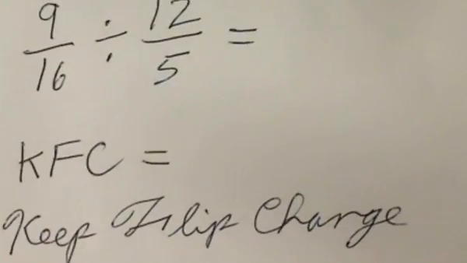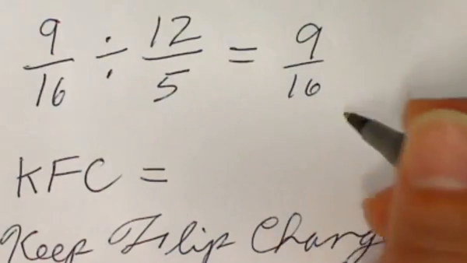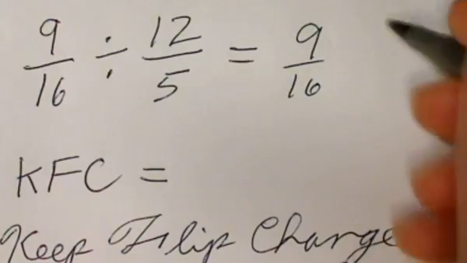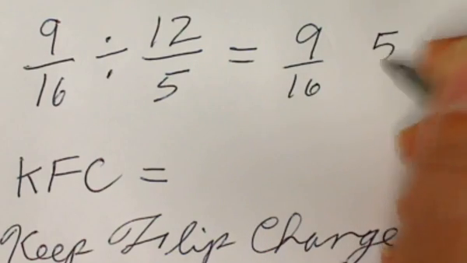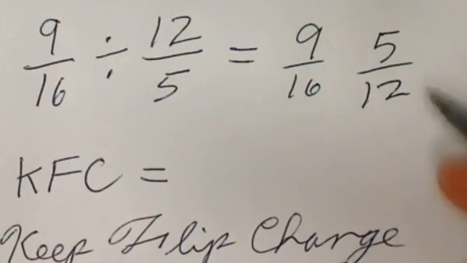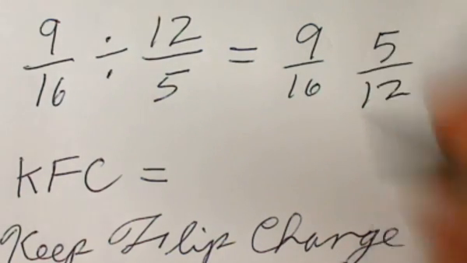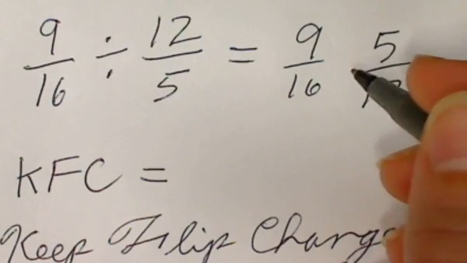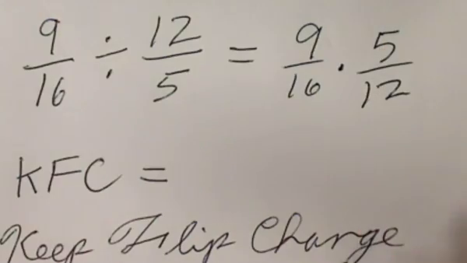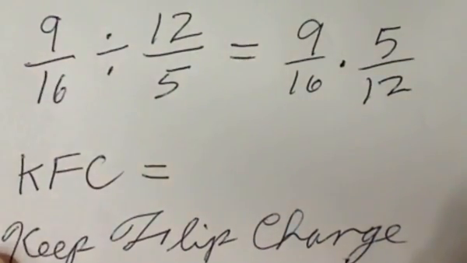What that means is you keep the first fraction the same, 9/16. You flip the second one over. 12 over 5 we'll rewrite as 5 over 12. That's the reciprocal, the word mathematically that we would use is reciprocal. And we change the sign from division to multiplication. KFC, keep, flip, change. That's for division of fractions.